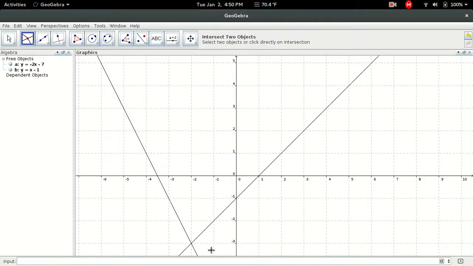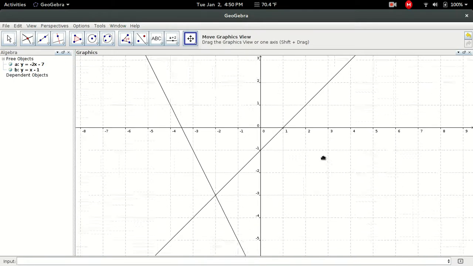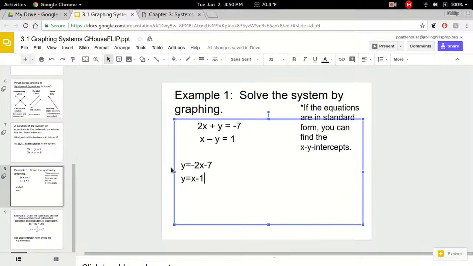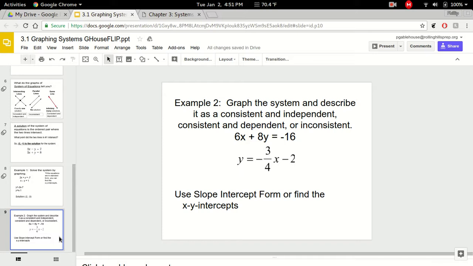Graph those two lines, and it looks like we have ourselves an intersection at negative 2, negative 3, which I'm going to double check here really quick. Grab this object, and our intersection is at negative 2, negative 3. Okay, so I'll put that here. The solution for this system is at negative 2, negative 3. Okay, good.